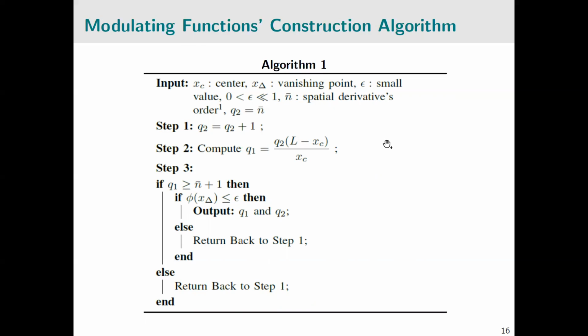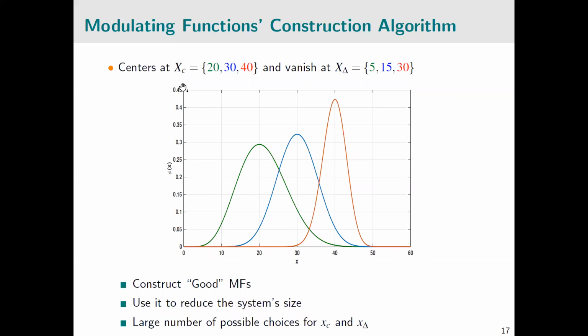We propose it as a systematic way for constructing modulating functions that are centered at some position chosen by the user, and that vanish at some certain point. And we examine this algorithm numerically. We try to construct, for example, 3 modulating functions at positions 20, 30, and 40, and to vanish at 5, 15, and 30. And we can see through this figure the reliability of the proposed algorithm.